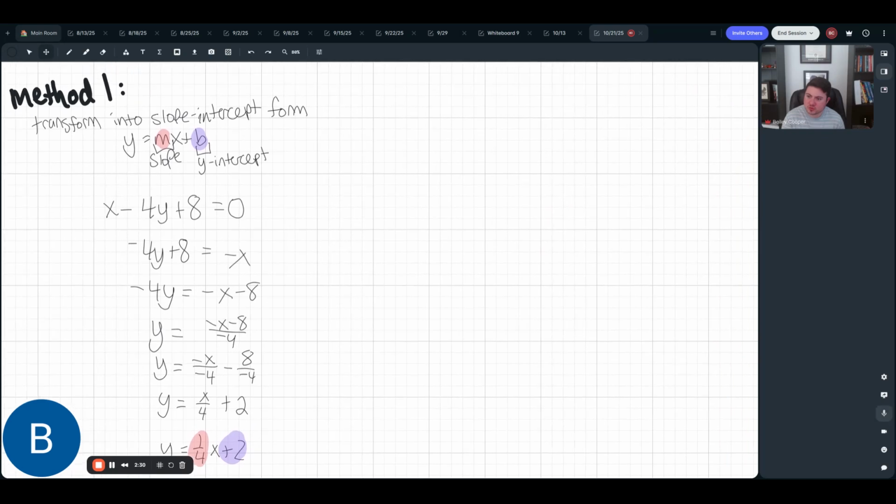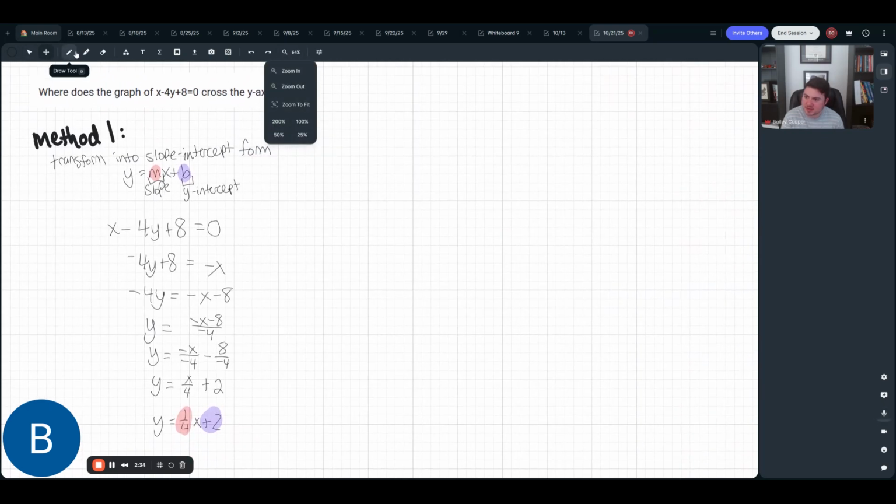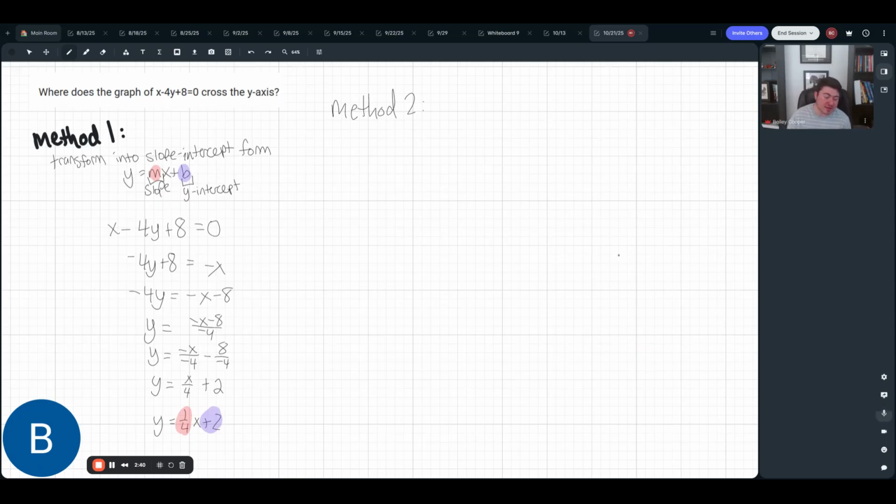Method 2, let me zoom all the way out here so we can see our original question again. Method 2 has to do with the meaning of a y-intercept and using it in the actual equation. So if we think about what a y-intercept means on a graph, for example, y-intercepts are going to be like, for example, right here, or right here, or right here. These are all points that are crossing the y-axis.